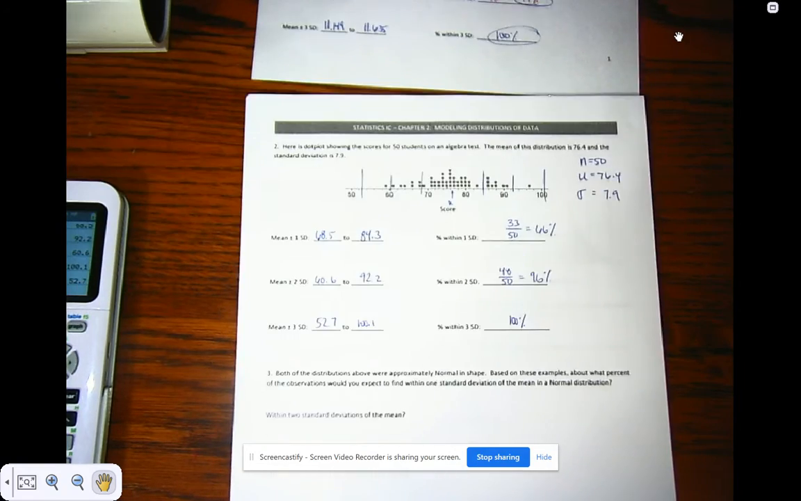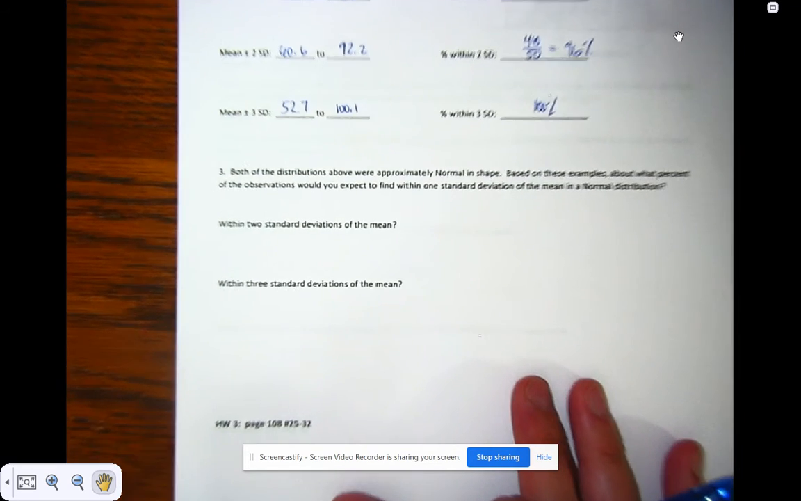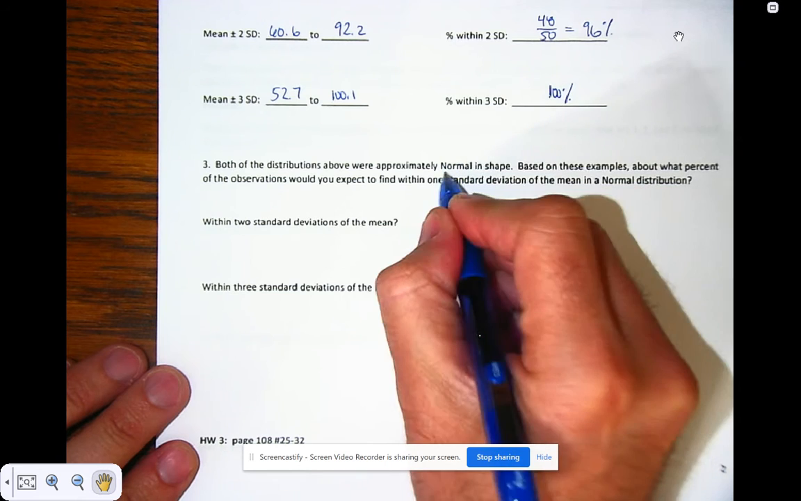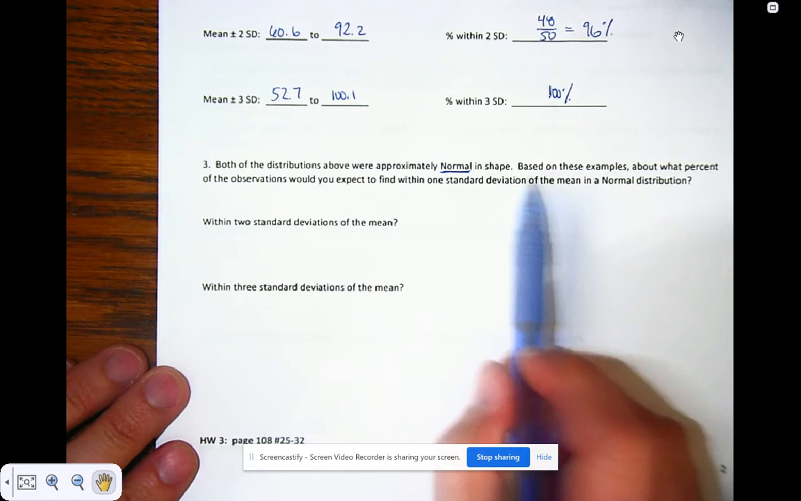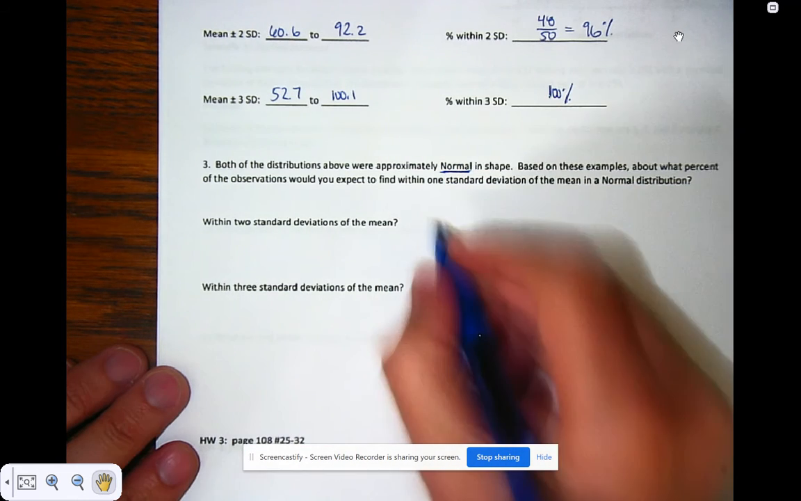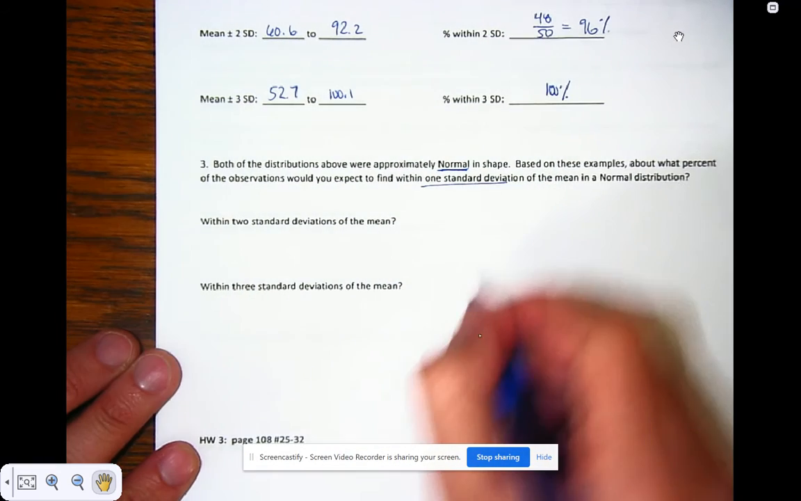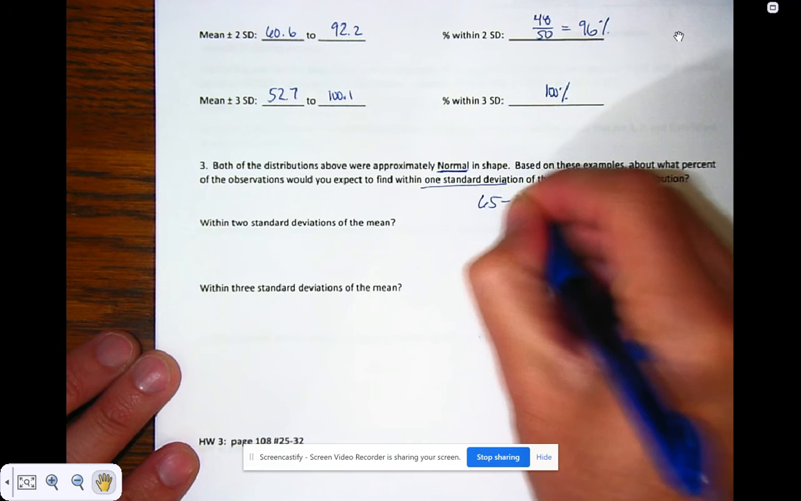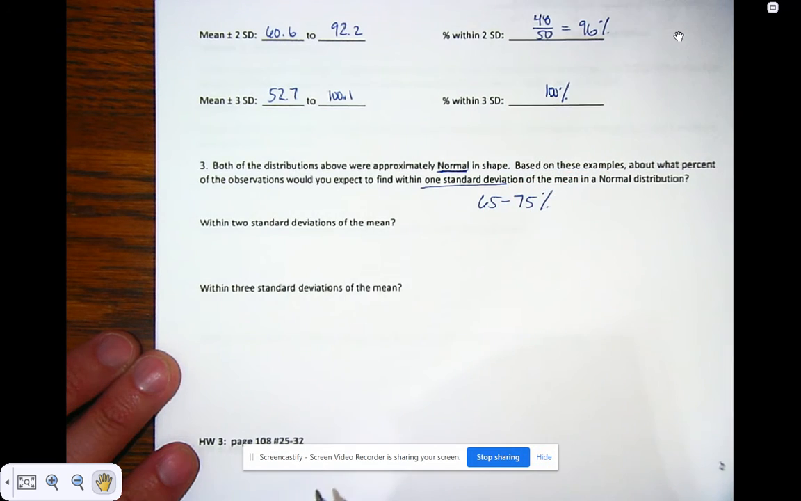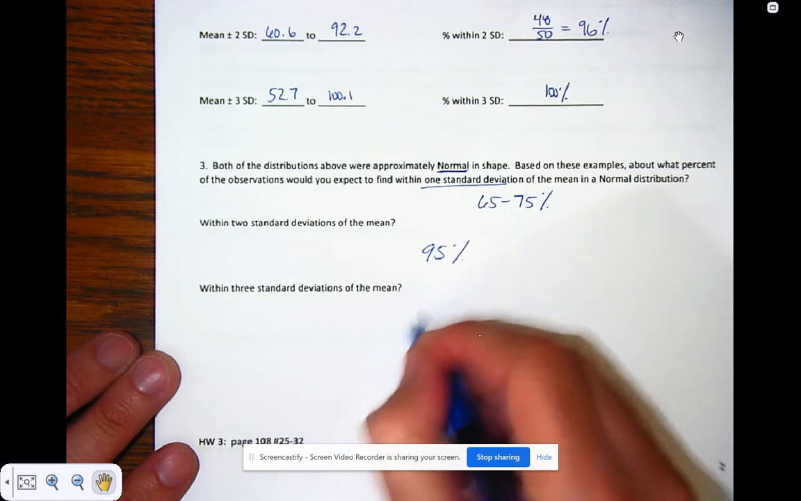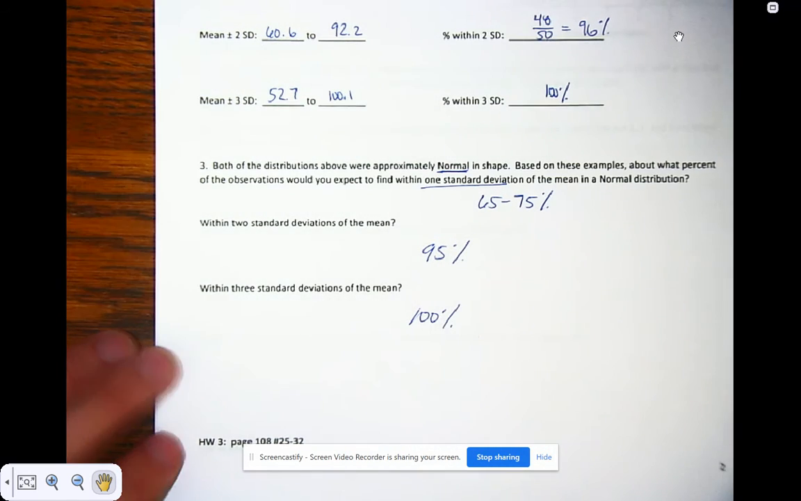And then tomorrow's lesson, I'll give you an actual fact about normal distributions. Okay, so it says both the distributions above were approximately normal. There's that word again. Based on the examples, about what percent? So within 1 standard deviation, we said 65 to 75%. 2 standard deviations was right around 95%, and 3 we came up with around 100.